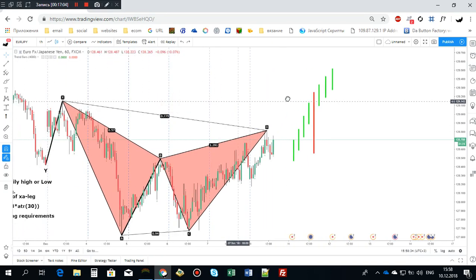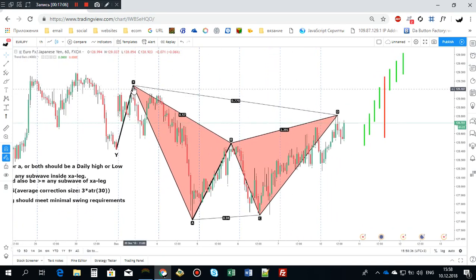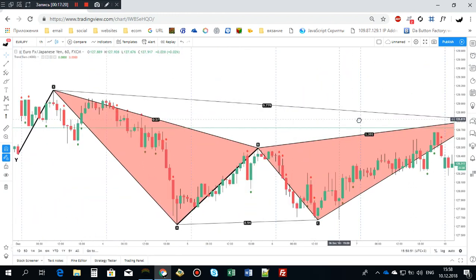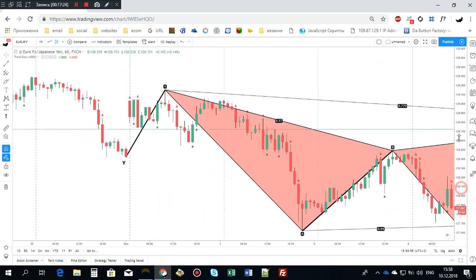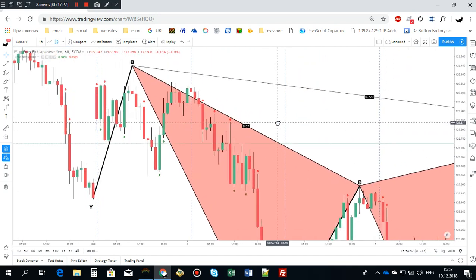Okay, now let's consider an example. Let's travel through this X to A all the way and back to B, and let us examine all the subwaves using the principles of minimal correction requirements, minimal swing requirements. So we will zoom it in, we will go here. Okay, so we start the movement here, we go here, and we have opposite movement.